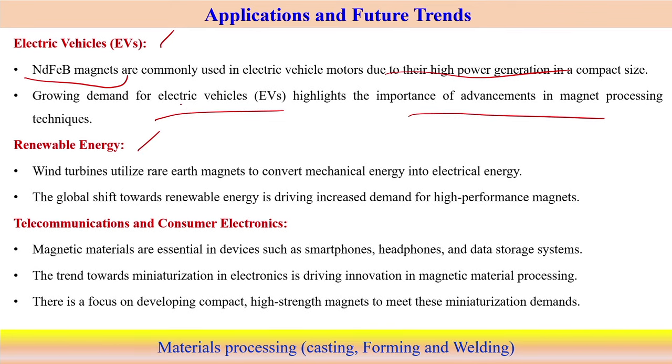We can also find applications in renewable energy. Wind turbines utilize rare earth magnets. The permanent magnet basically helps convert mechanical energy into electrical energy. Nowadays we are gradually shifting to renewable energy systems, so there is a need for high performance magnets in this particular industry.